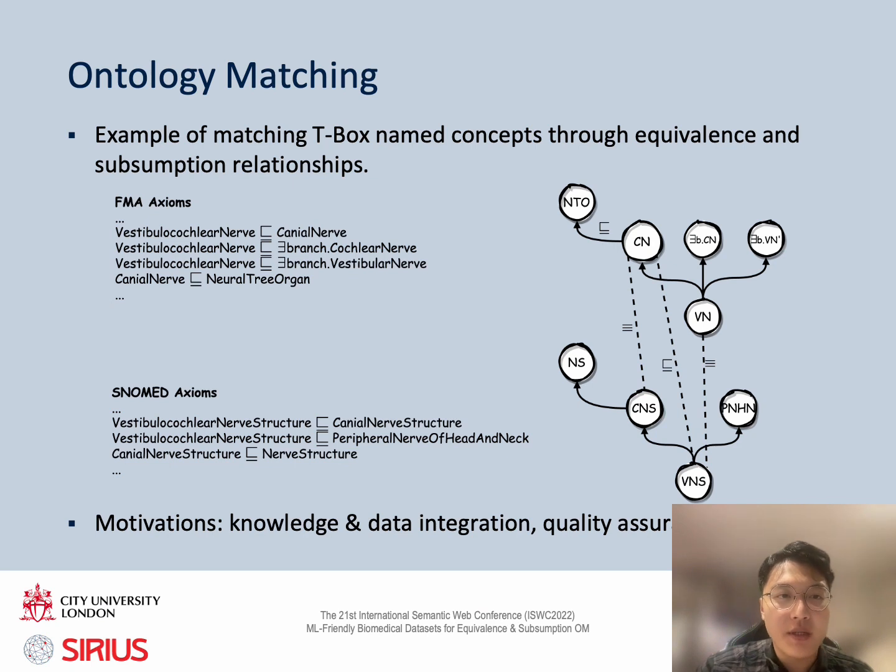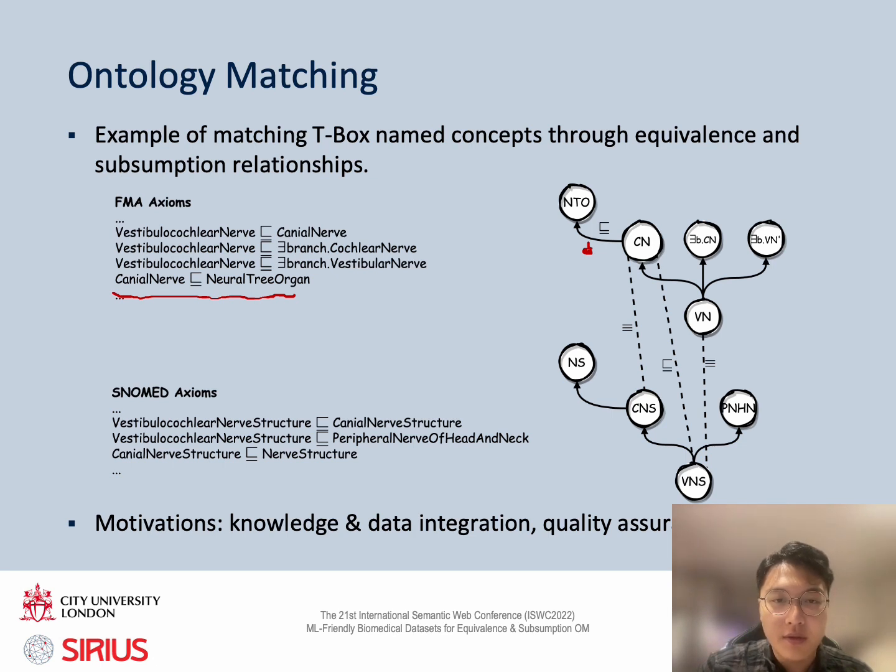In the beginning, I would like to introduce the ontology matching or alignment task briefly by giving you an example. As shown in the figure, there are some subsumption axioms from two biomedical ontologies, FMA and SNOMED. And on the right-hand side, it's a tree graph visualization of these subsumption axioms. So for example, the curly arrows here correspond to this subsumption axiom, stating that the cranial nerve class is a subclass of neural tree organ class in FMA.